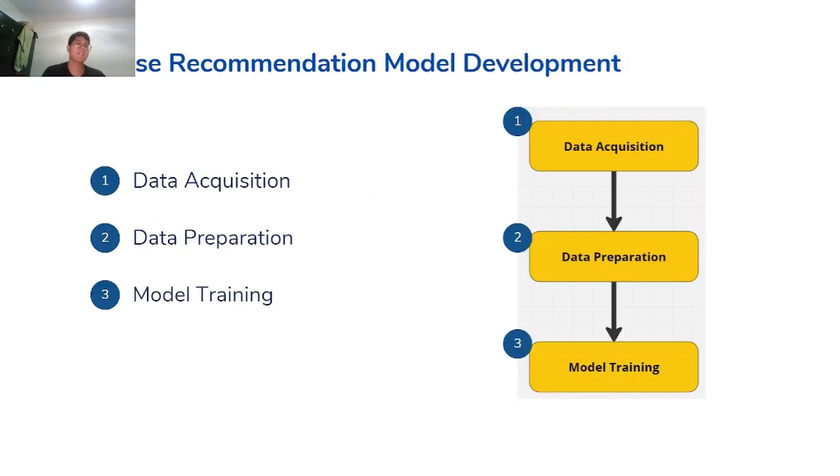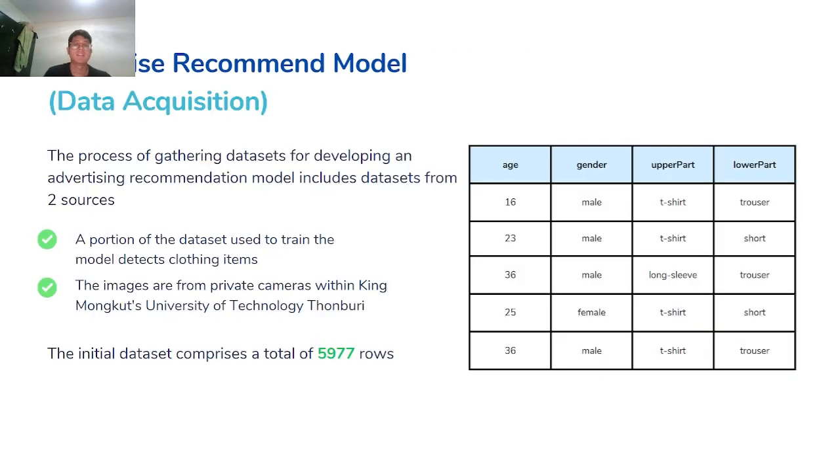The next part is about the advertising recommendation model development. We have three parts. The first one is we prepare the data from two sources. The first source is a portion of the dataset that we use from the Roboflow detection model, and the second one is the images from our dataset from King Mongkut's University of Technology Thonburi. So the overall data that we get for initial training is 5,977 rows.